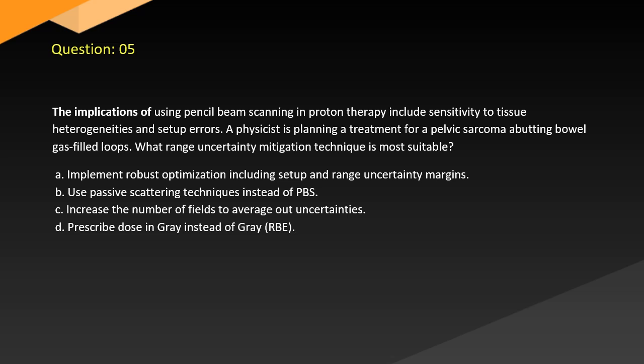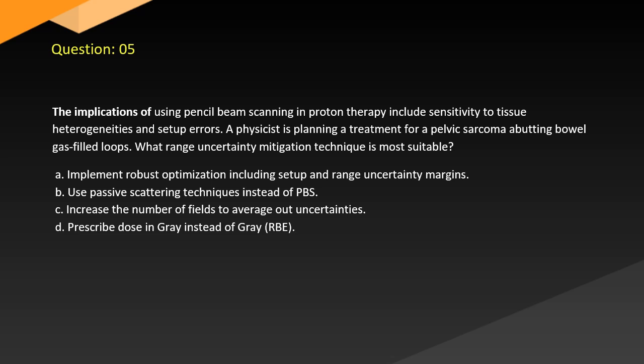Question 5. The implications of using pencil beam scanning in proton therapy include sensitivity to tissue heterogeneities and setup errors. A physicist is planning a treatment for a pelvic sarcoma abutting bowel gas-filled loops. What range uncertainty mitigation technique is most suitable? A. Implement robust optimization including setup and range uncertainty margins.